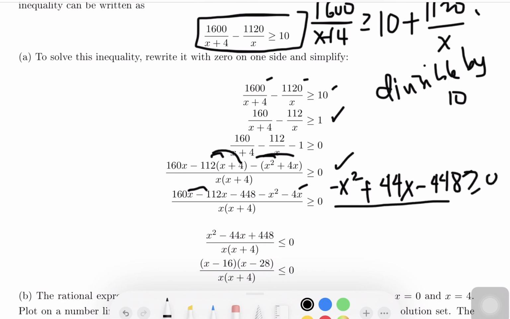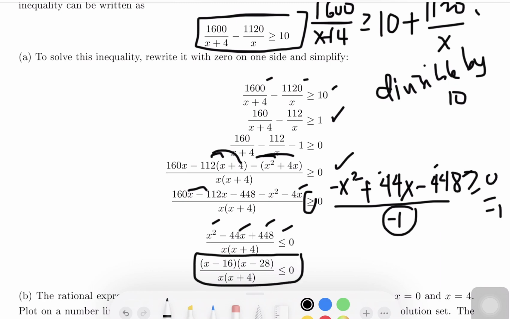Okay? Then divide both sides by negative 1. Now, if we divide an expression by a negative number, the direction of the inequality will change. So, from greater than or equal, it will change to less than or equal because we divide by a negative number. Divided by negative 1, x squared becomes positive, negative 44x becomes positive, and 448. Okay? And then, by factoring, we have this as our numerator. So, this is now our final answer for letter A.